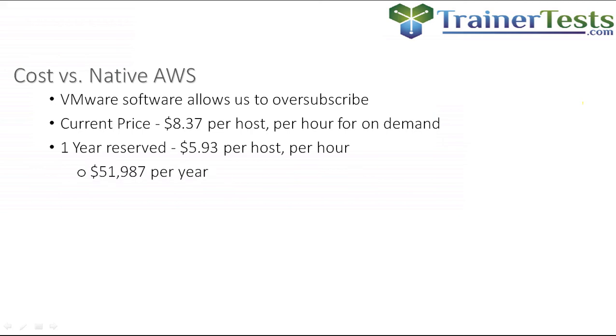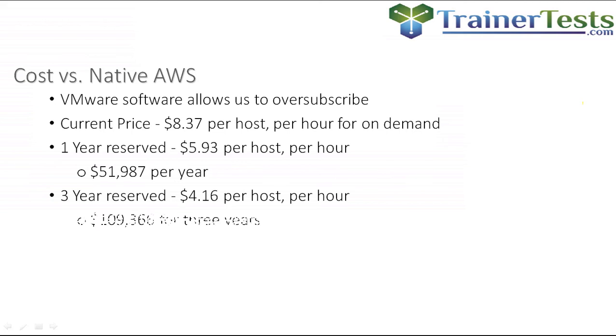If we go with a 1-year reserved model, like we see here on the screen, the price gets reduced to $5.93 per host per hour. So now that single host is down to about $51,000 per year. Very significant cost savings. If we go to the 3-year reserved model, the price gets reduced even further. And so over the course of 3 years, we're going to spend about $109,000, which makes it about $36,000 per year per host.